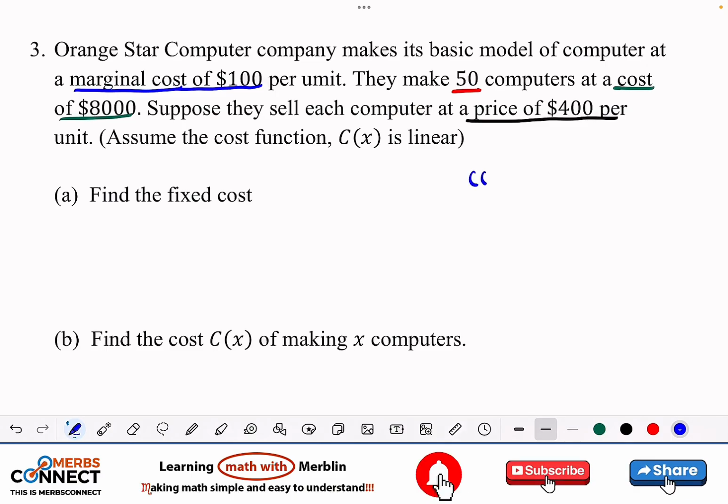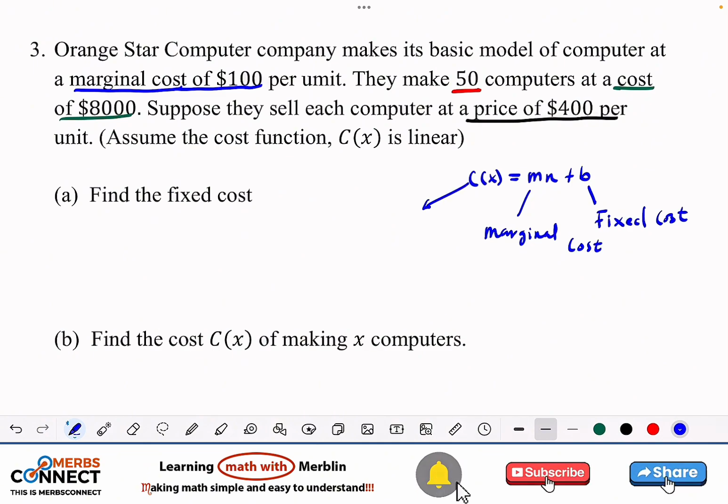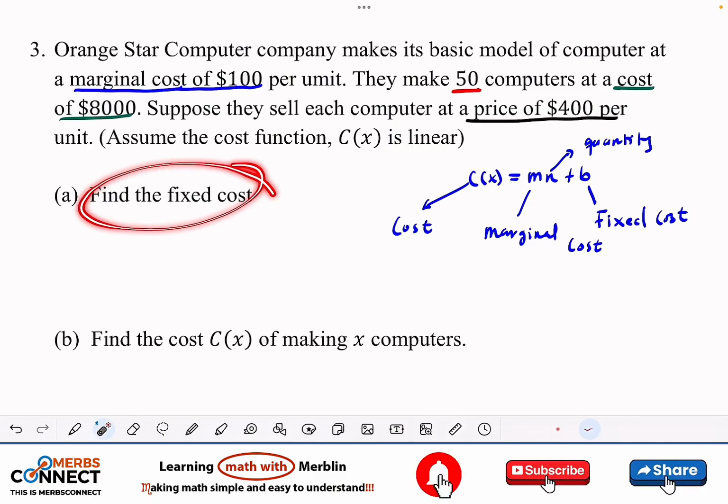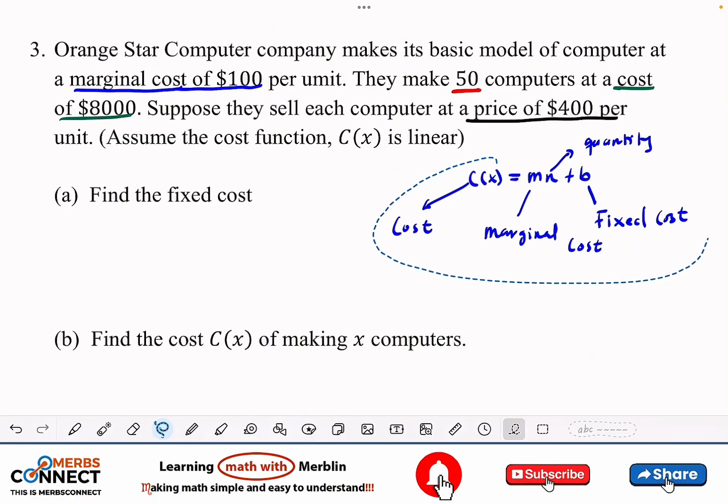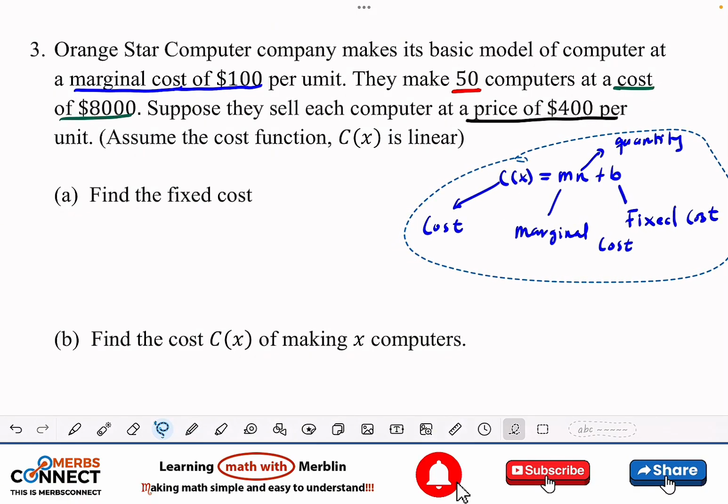We know that cost of x should be equal to mx plus b. Don't forget, b is the fixed cost, and then m is the marginal cost, right? And then c of x here is actually the cost itself. So that's what we need to remember. And let me say the x here is the quantity. So we know all the terms. So this one will help us to find the fixed cost, right? So let's see what is given to us. Let me shift this one small and let's see what is given to us.